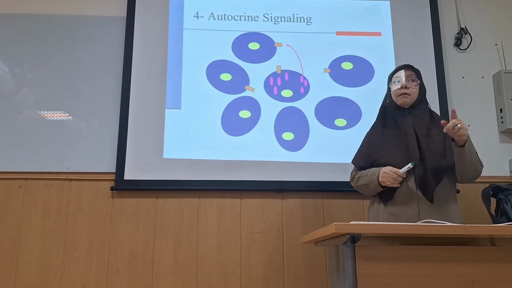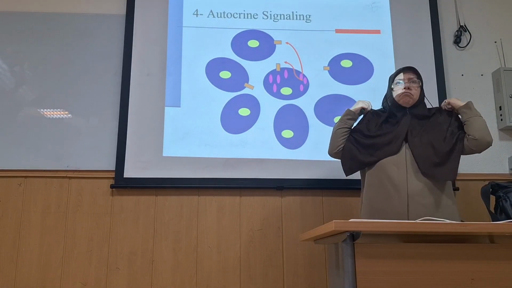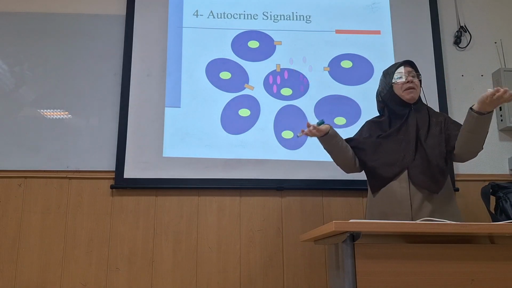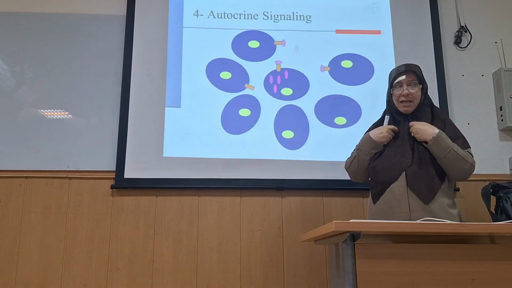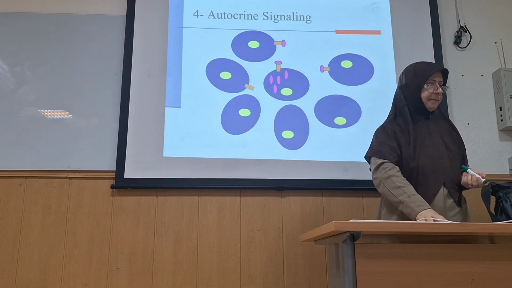Autocrine. The hormone affects either the same cell or other cells of the same type. All cells and same neighboring cells, named autocrine. Okay?